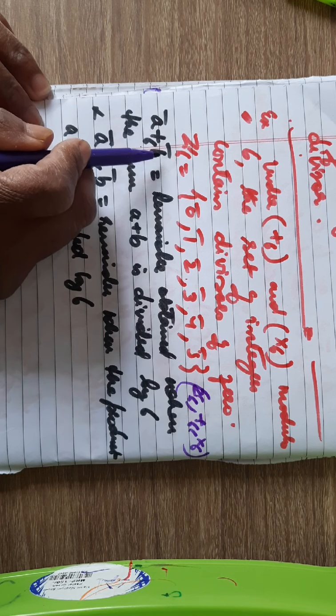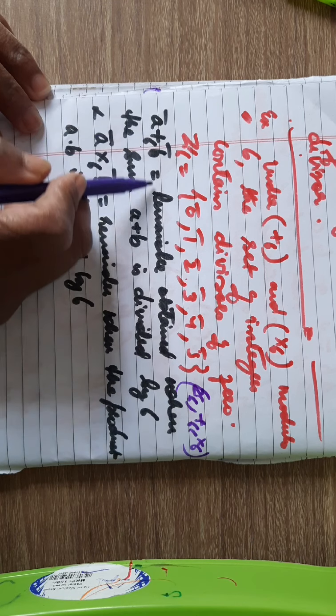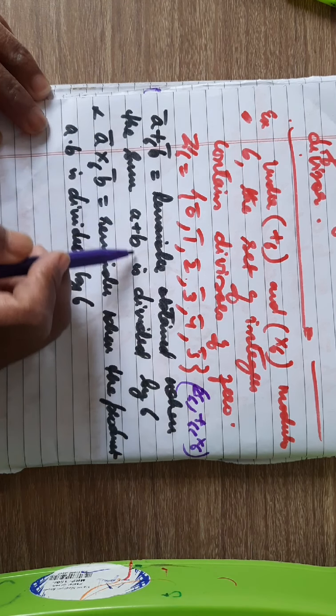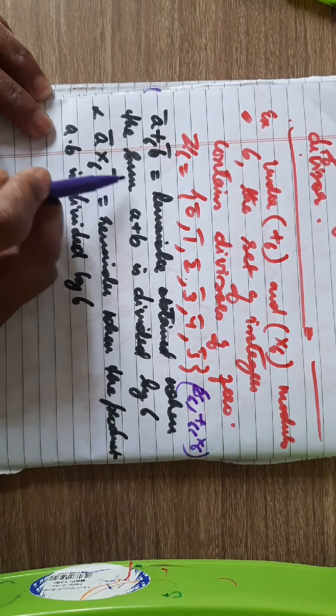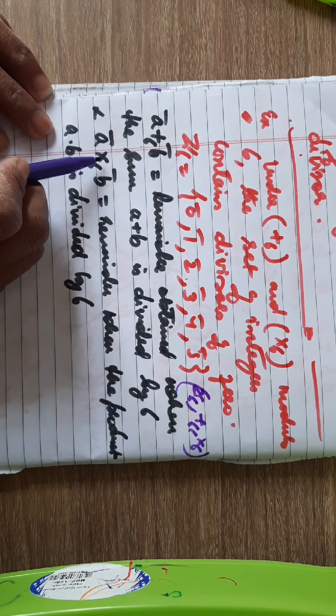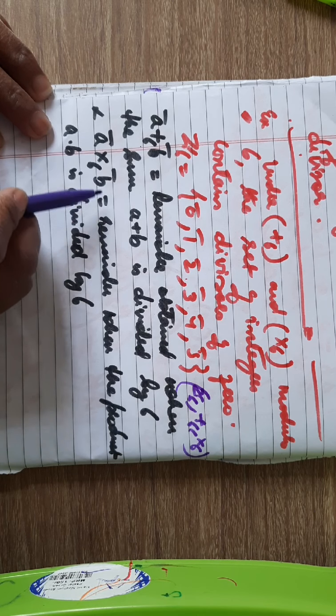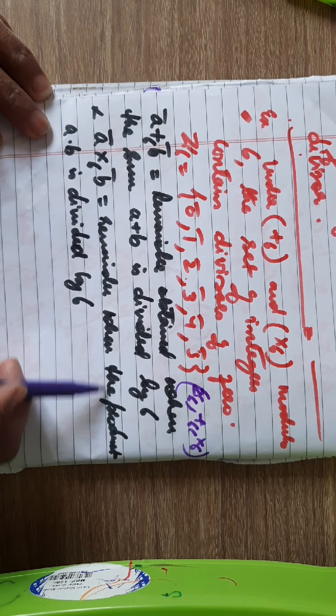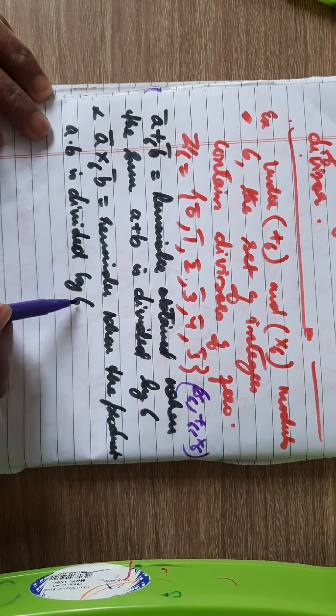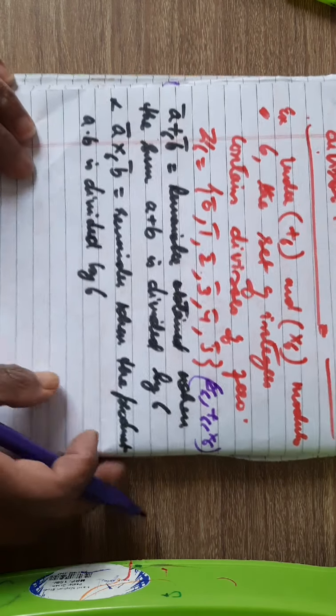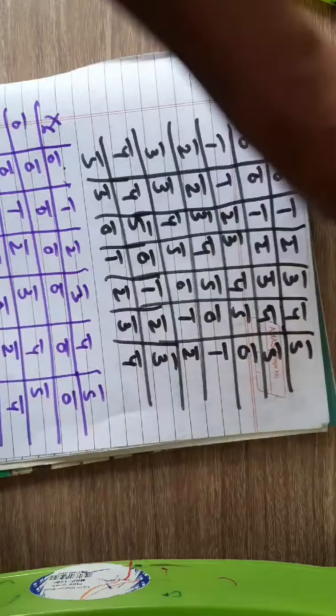A bar plus B bar under addition modulo 6 gives you the remainder obtained when the sum A plus B is divided by 6. And the product A bar times B bar under multiplication modulo 6 will be the remainder obtained when the product A times B is divided by 6. Now, these are the tables for that.